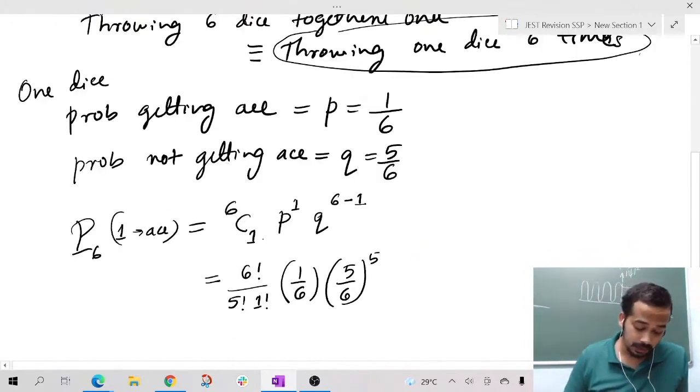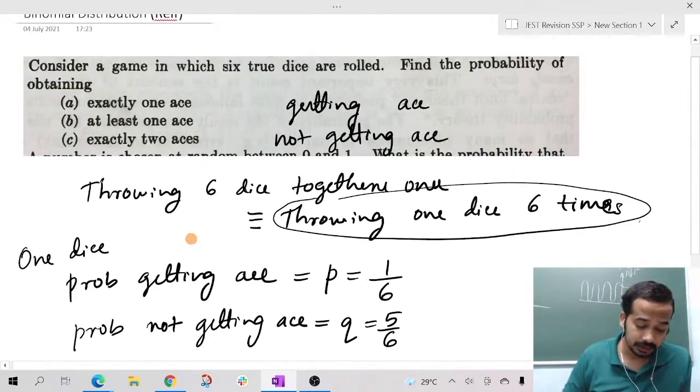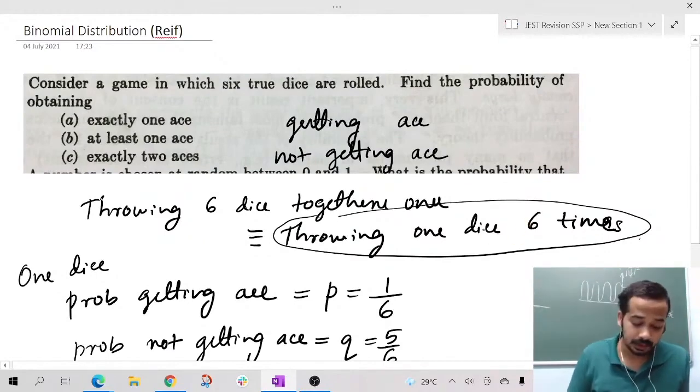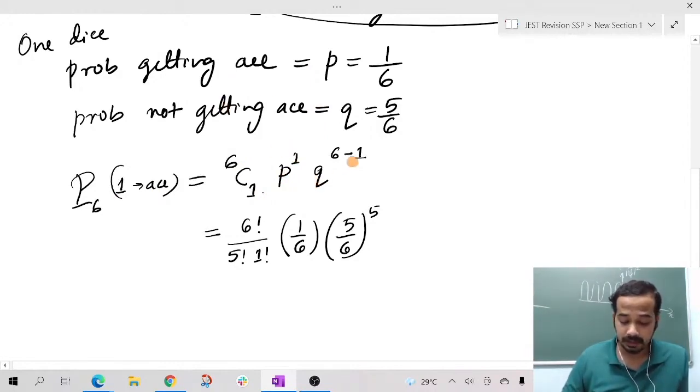So look at here, out of n trials, exactly n1 successes. That is the meaning of this one, and that's what he's asking. Out of 6 trials, exactly one ace. So that's what I have calculated here. Out of 6 trials, getting 1 ace is 6C1. Look at how I am reading this: probability of getting ace raised to 1, probability of not getting ace raised to the rest of the power, n minus n1.